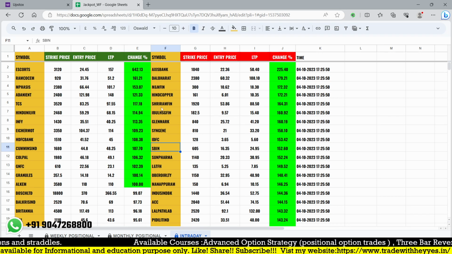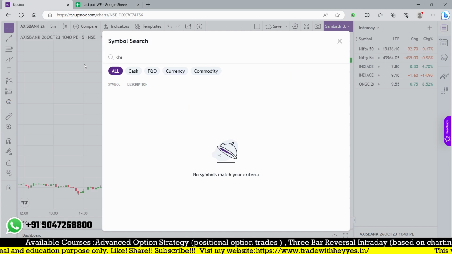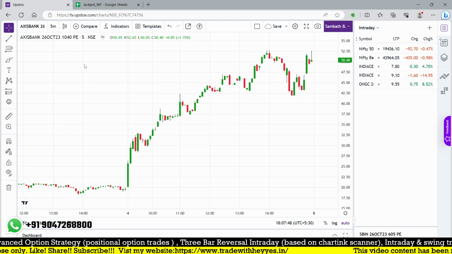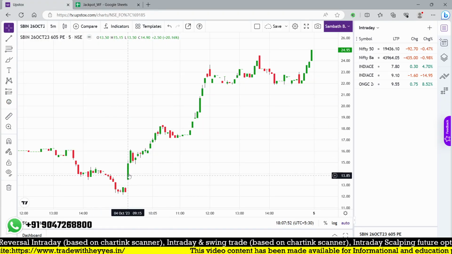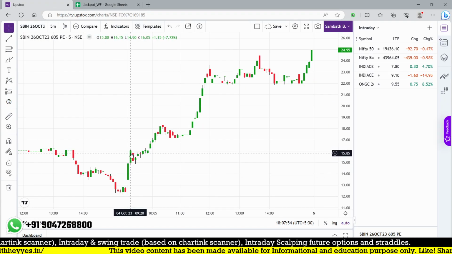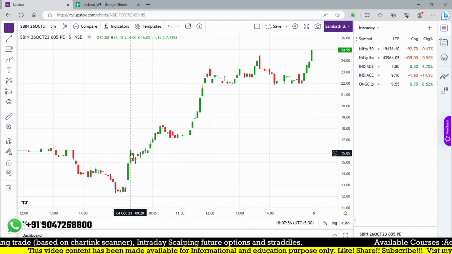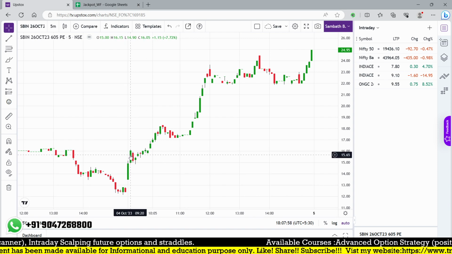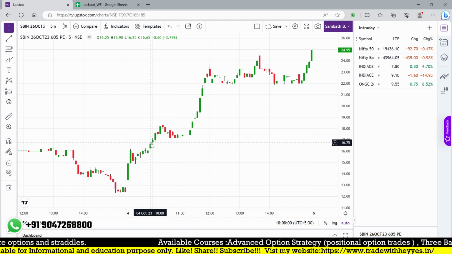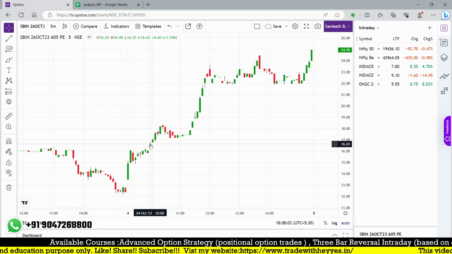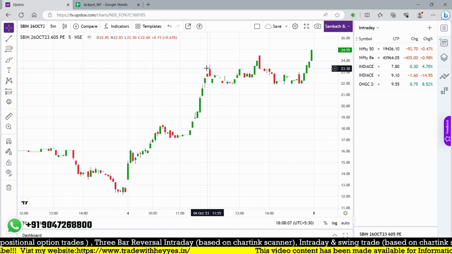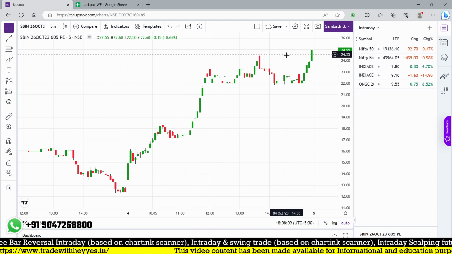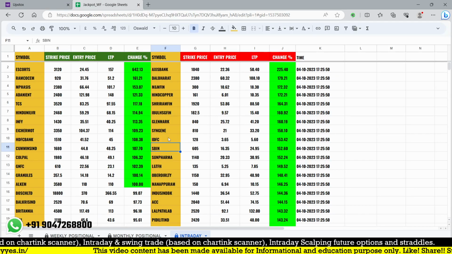SBIN 605 put option at 16.35. You can see this is a fresh breakout, and it was also a pre-trigger at 16.35. We need to find that 16.35 got triggered only at 10 o'clock. After that, it went up to 18 and then returned back to 17. Finally, it gave you a good result and closed well. So we need to pick manually.